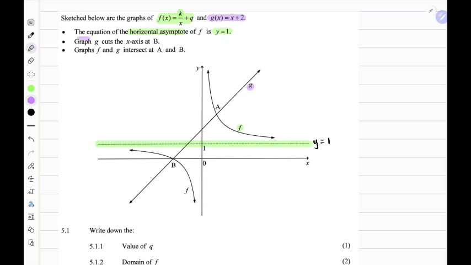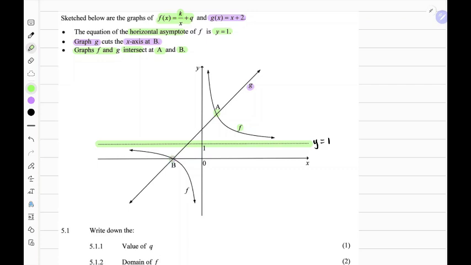And then they say the straight line graph g cuts the x-axis at B. So this here is the x-intercept for the straight line function. And the two graphs f and g intersect at A and B. So these are points of intersection, A and B.